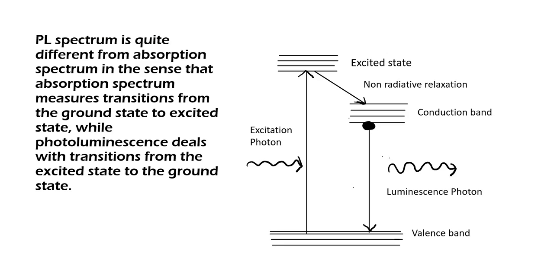The PL spectrum is quite different from the absorption spectrum in the sense that the absorption spectrum measures transitions from the ground state to the excited state, while photoluminescence deals with transitions from the excited state to the ground state. When energy is absorbed by an electron, it will jump from the ground state to the excited state, and as we know, the excited state is an unstable state, so the electron will go from the excited state to the ground state and it emits a photon. This photon is known as a luminescence photon.